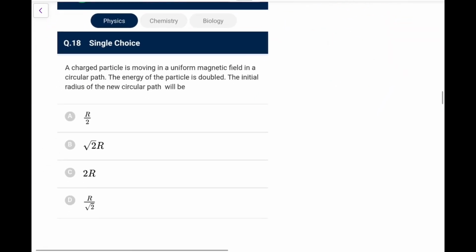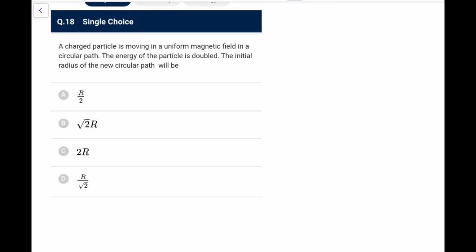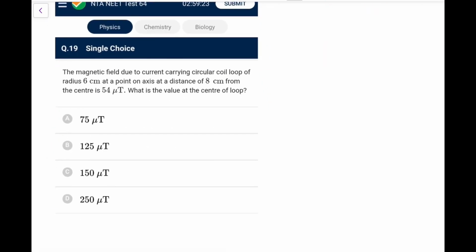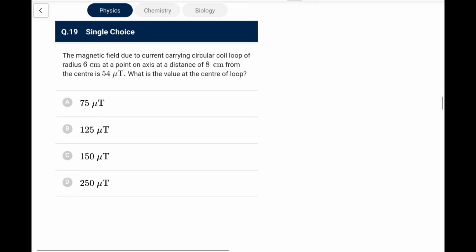Next one. A charged particle is moving in a uniform magnetic field in a circular path. If the energy of the particle is doubled, the radius of the new circular path will be? We know R is mv by qB, which in terms of kinetic energy you write as root 2mK by qB. So R is proportional to root K. Kinetic energy is doubled, that means the radius would be root 2 times. So go for root 2 r. It's an easy one. A similar question has been asked in the NTA test before, not exactly the same but on a similar profile.